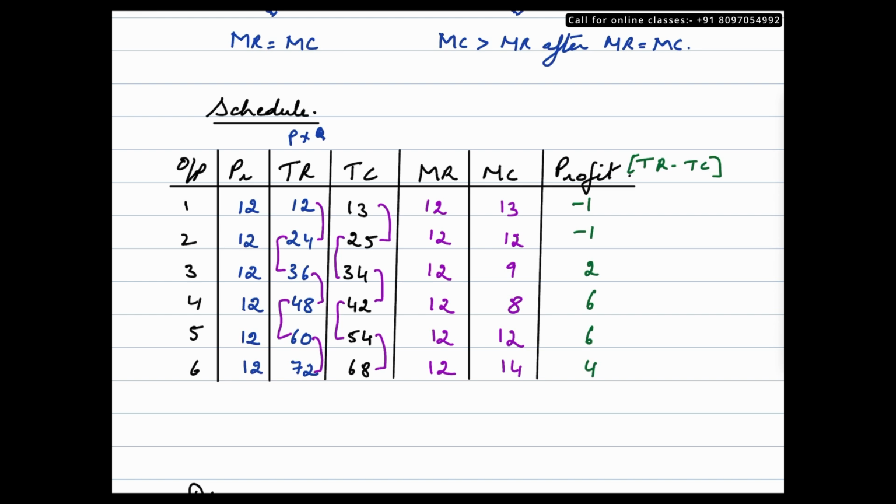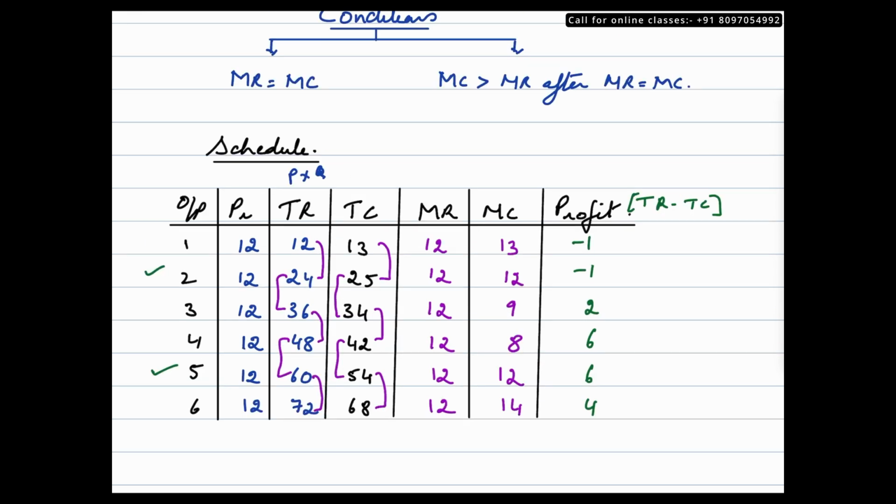So numerically MR is equal to MC, that is the first condition, and we are able to achieve this condition at output level 2 and output level 5. We have MR equals MC. What was the second condition? The second condition was once the equality is achieved, MC should be greater than MR. So in the case of second output level, do we achieve that? Do we see MC is greater than MR over here? No. MR is greater than MC.